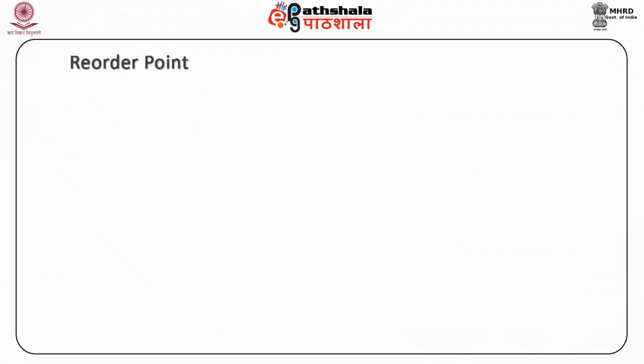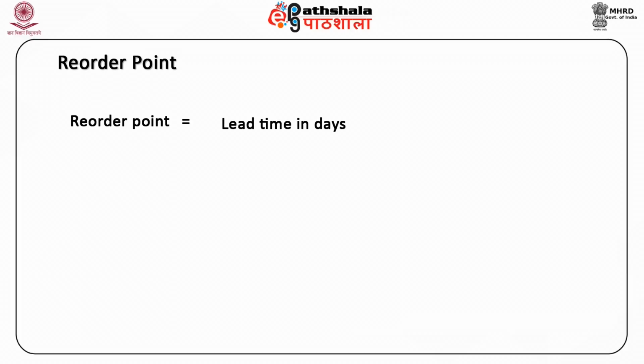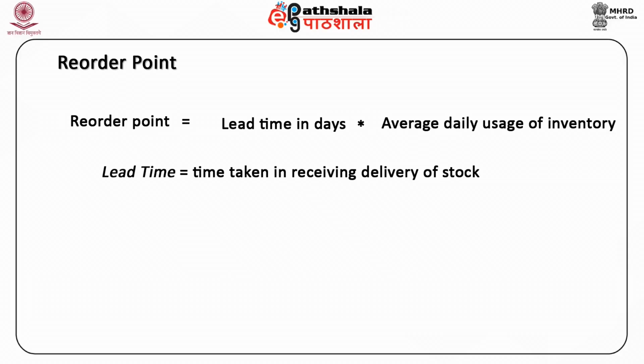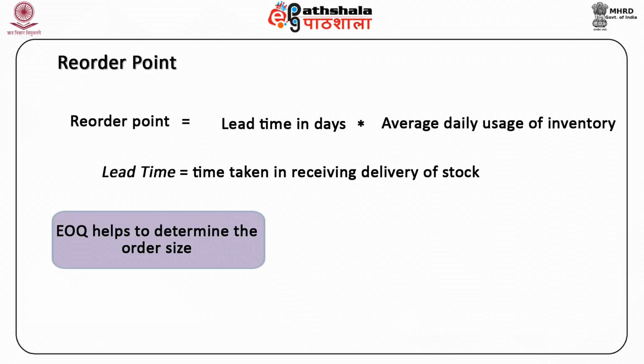Reorder point. Reorder point determines the point at which the order has to be placed to replenish the stocks. Reorder point is equal to lead time in days multiplied by average daily usage of inventory, where lead time depicts the time taken in receiving the delivery of the stock once the order has been placed. EOQ helps to determine the order size so as to reduce the carrying and the ordering costs.